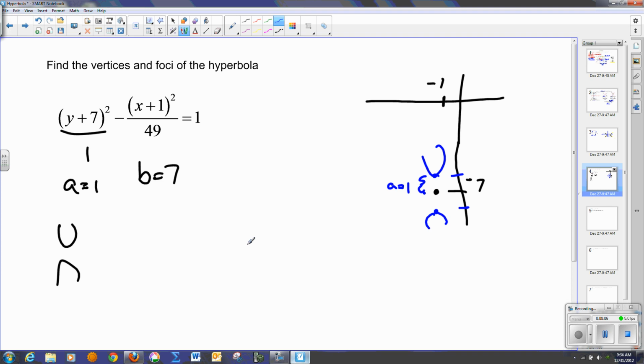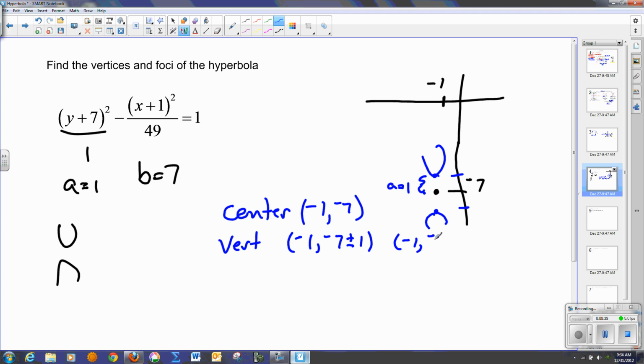So since I'm going up and down 1 and I had a center of -1, -7, and I'm traveling up and down 1, that means I'm adding and subtracting to my y value. So my vertices are going to be at -1 and then -7, and I go up and down 1 from there, which gives me -1, -8, and -1, -6 is my two vertices.